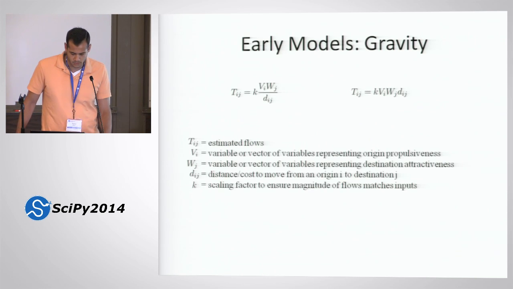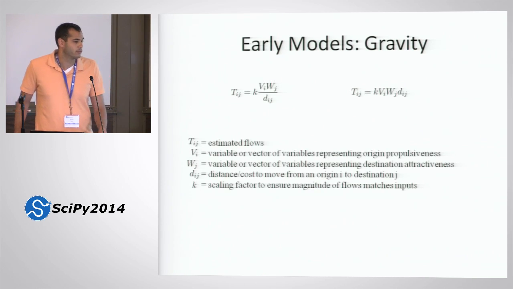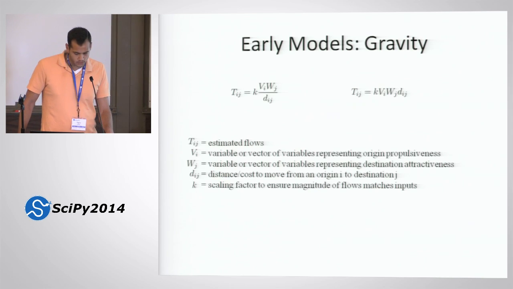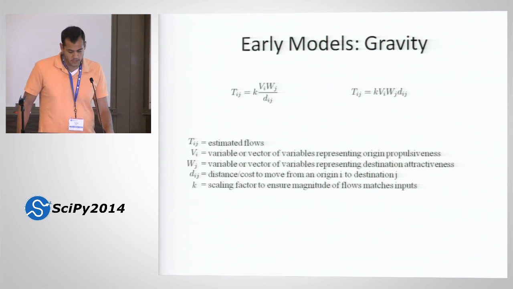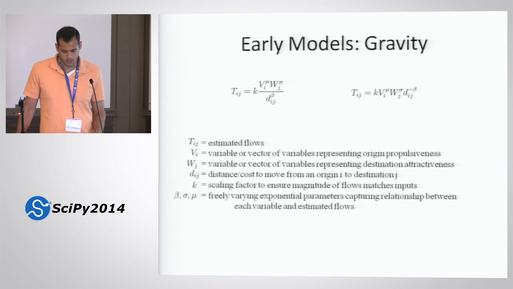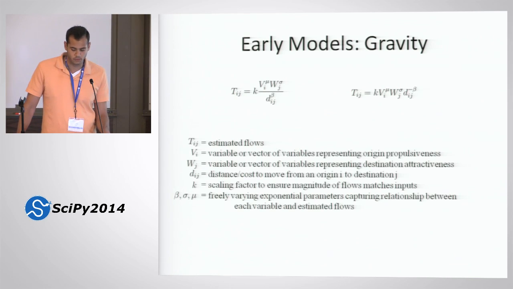And this was encoded mathematically with an analogy to Newton's law for gravity, so it's termed a gravity model. Tij represents the estimated flows, whereas Vi and Wj are either variables or a vector of variables, which would represent your origin and destination attributes. So say the population at an origin or destination. Dij is the distance between that origin and destination, and the term k is a scaling factor to ensure the magnitude of flows matches the inputs. Later, freely varying exponential parameters were added to each model term to capture the individual relationships between model terms and the flows.